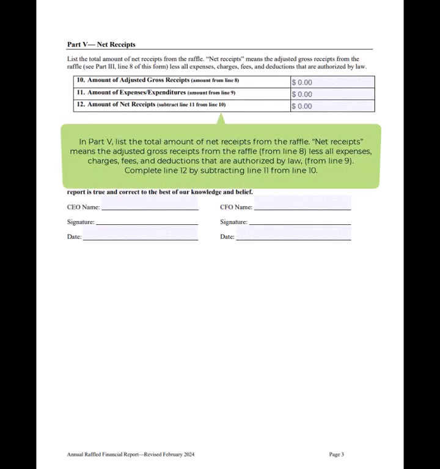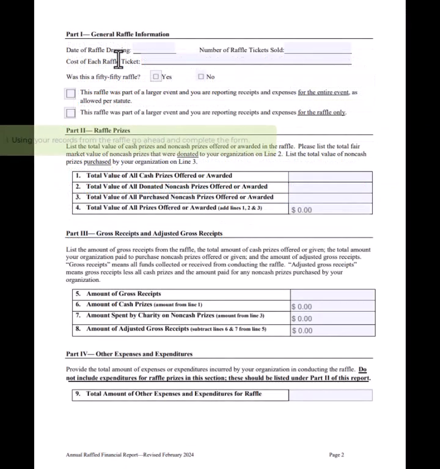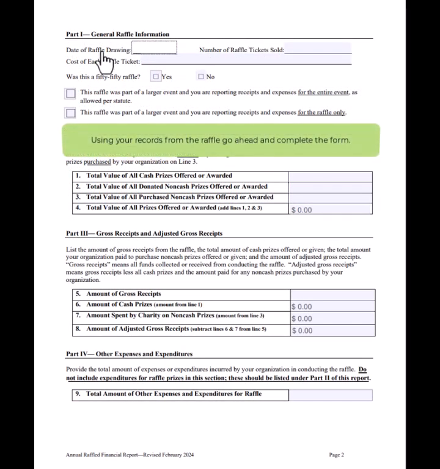In Part 5, list the total amount of net receipts from the raffle. Net receipts means the adjusted gross receipts from the raffle from line 8, less all expenses, charges, fees, and deductions that are authorized by law from line 9. Complete line 12 by subtracting line 11 from line 10. Using your records from the raffle, go ahead and complete the form.